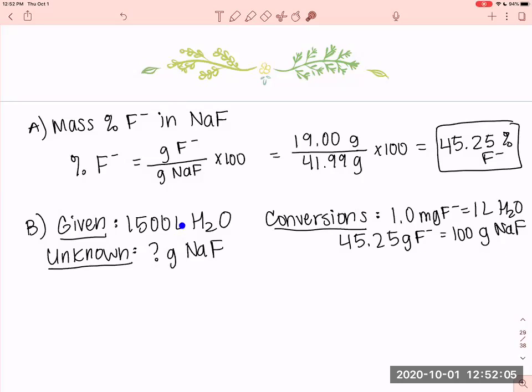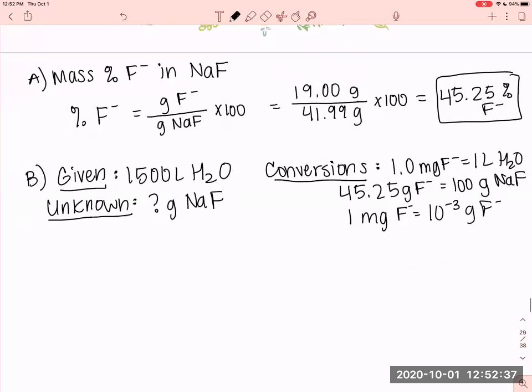So do I need anything else? I have liters of water. Liters of water take me to milligrams of fluoride, but I need to connect milligrams and grams. So I'm going to add another conversion factor. 1 milligram is 10 to the negative 3 grams, or you can say 1,000 milligrams is 1 gram. We'll make that for fluoride, to be very careful, because we are changing substances here, and we have to be careful about what we're talking about. And then grams of fluoride take me to grams of sodium fluoride. So I have all the conversions that I need, and I'll set this up.